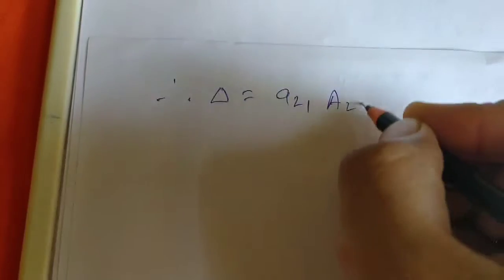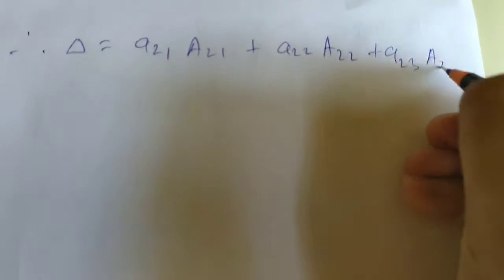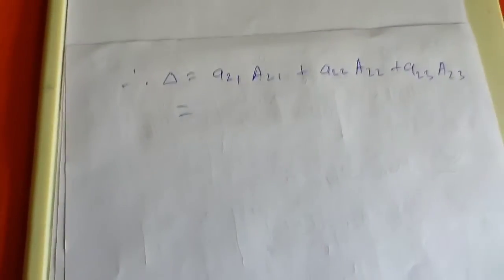So how can we find the value of the determinant? Therefore, delta equals A21 multiplied with its cofactor A21, plus similarly the second element of row 2 is A22 multiplied with its cofactor, plus the third element of row 2 is A23 multiplied with its cofactor. So this will give us the value of the determinant. Now let us put the values.